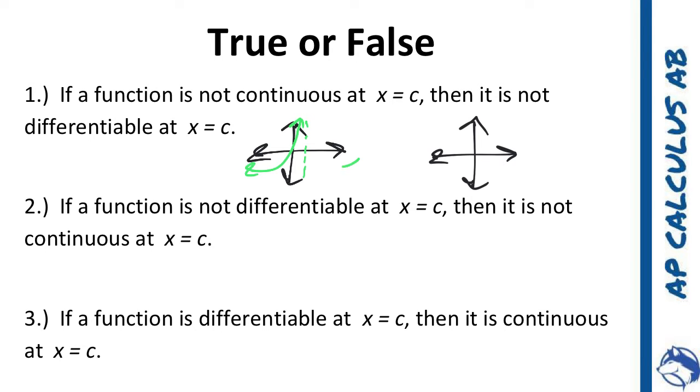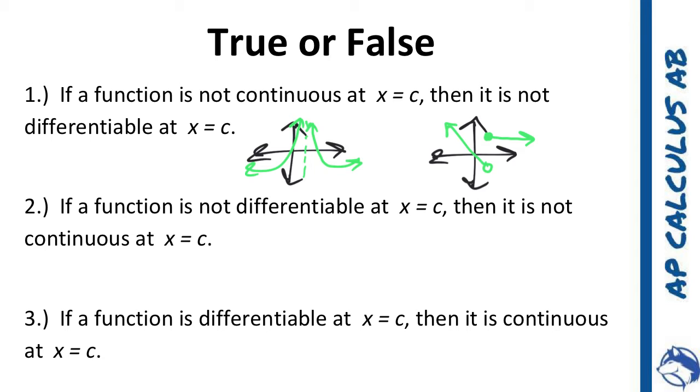This is the one where there's an asymptote like that. It can't be differentiable at that point, x is c. And when we have a jump discontinuity like that, it's also not continuous, and therefore it's not differentiable right there.